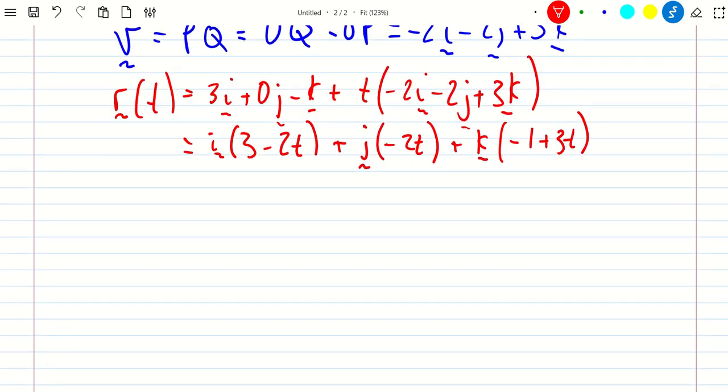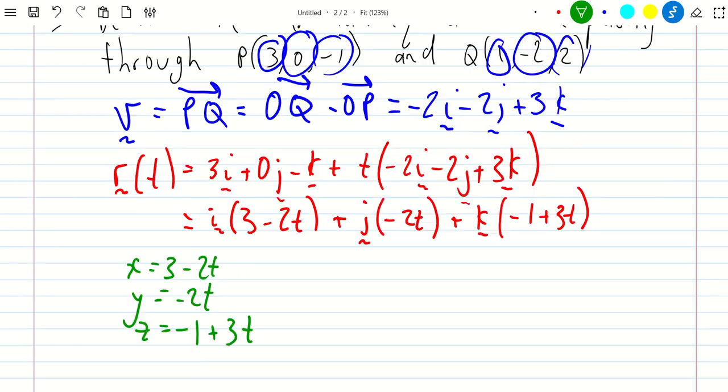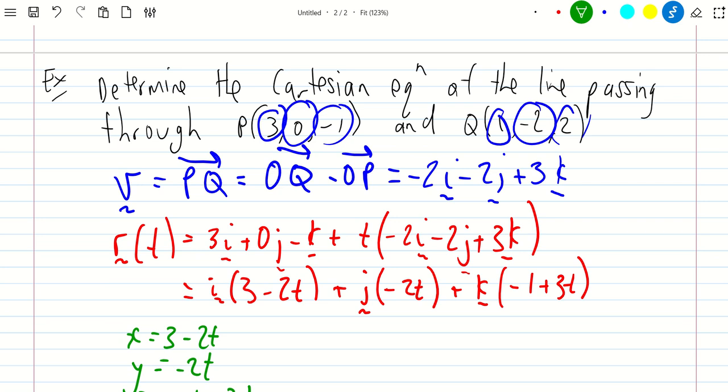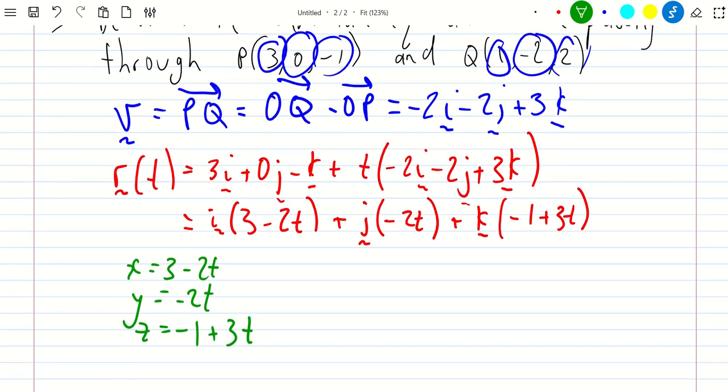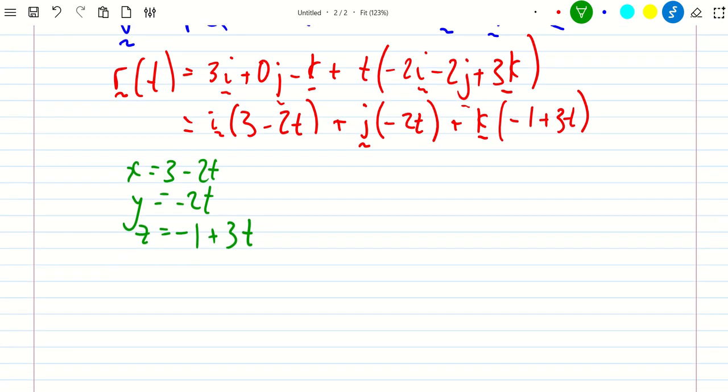Let's keep working through it. If that's the vector equation, what are the parametrics? So we've got x is equal to 3 minus 2t, y equals negative 2t, and z is equal to negative 1 plus 3t. Just to remind myself what I'm trying to find again, I'm trying to determine the Cartesian equation. So I need to get rid of the parameter t and end up with just x, y, and z.